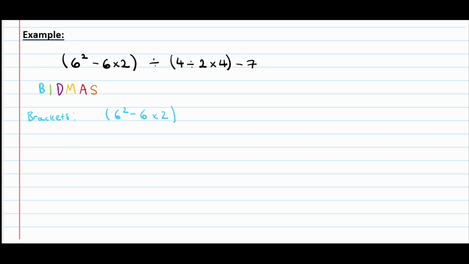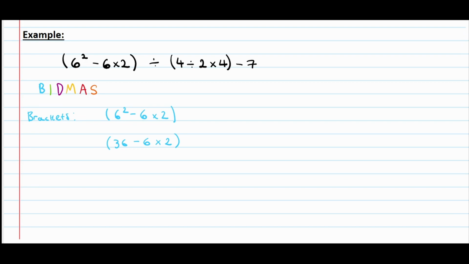So the first thing, other than brackets, as we don't have any more brackets in here other than the obvious one that we're dealing with, what we do have is indices in green. I for indices. So the 6 squared really is the indice that we should be dealing with. So let's simplify that first to 36. And now we have 36 minus 6 times 2.